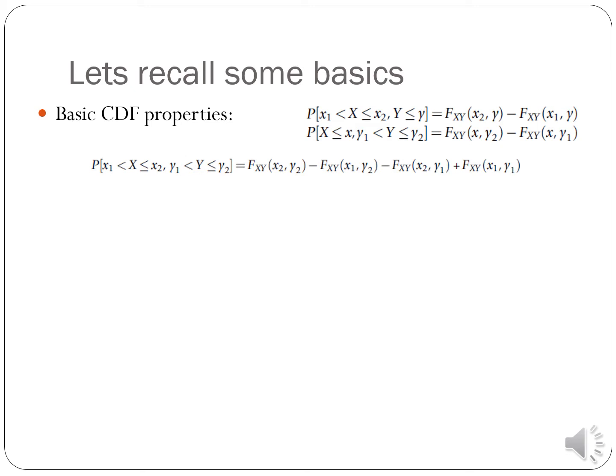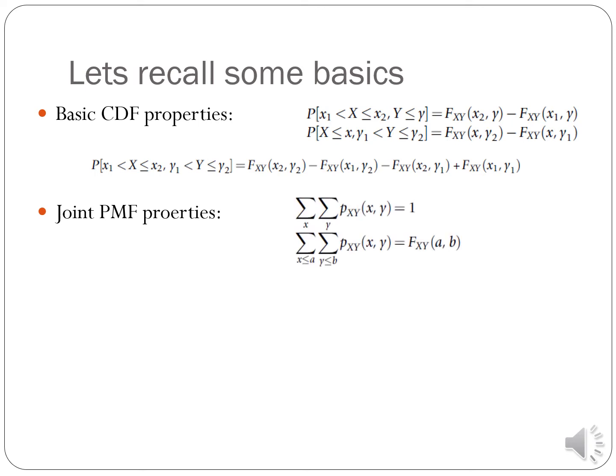Again, if you want to consider the range of both x and y, we can use this formula. We have discussed this formula in our earlier class, and we also discussed joint PMF properties, and it is similar to what we have learned in chapter 2.